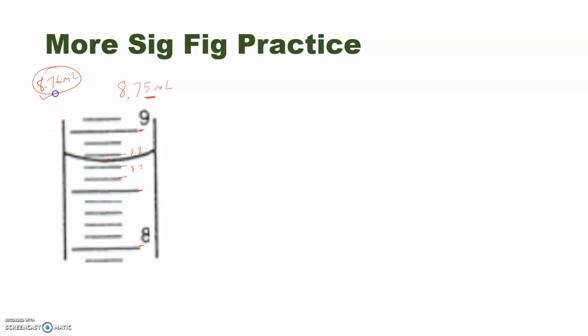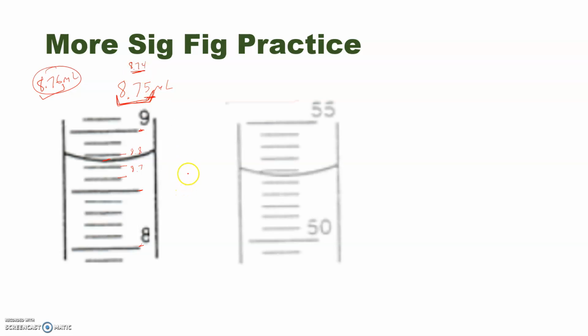What I'm worried about is that you reported this answer to 3 sig figs at this point. Make sure that it's within the ballpark here. If you did 8.74, that's fine too, as long as you're reporting it to 3 sig figs.